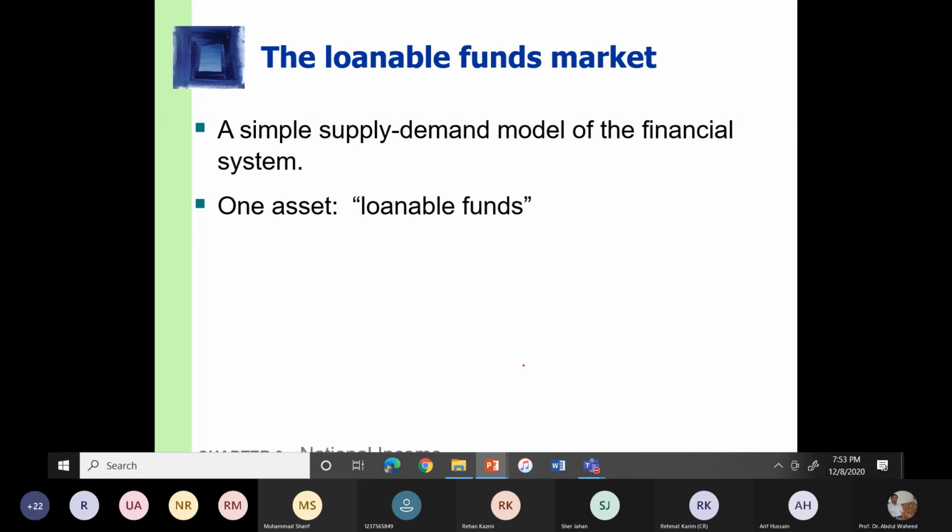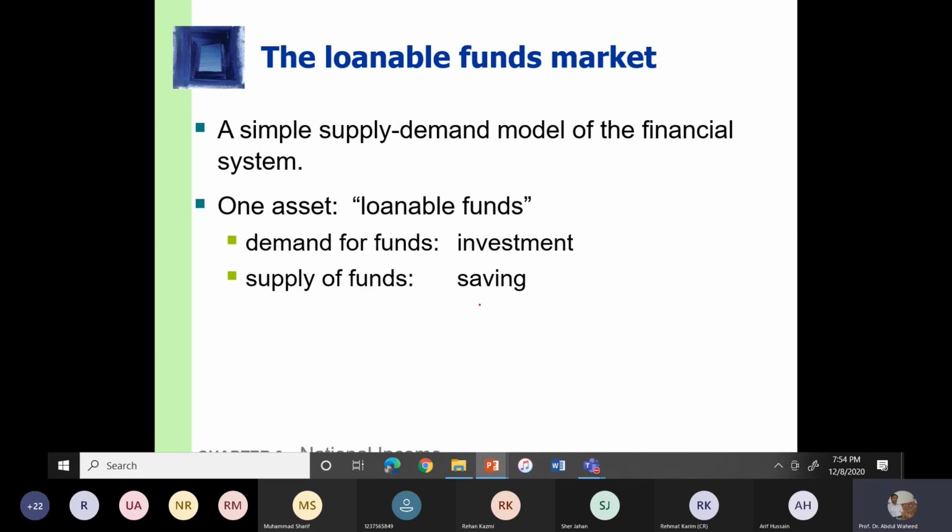So we have one asset which is loanable fund, and demand for fund will come from investment. So if you want to make investment, then there will be a demand for loanable fund. Okay. और जब सेविंग हो रही है तो दिस मीन दिस इज सप्लाई ऑफ लोनेबल फंड. ओके, हम देखें ना when we save, so then we keep our saving in the banks, okay, financial institutions, and then it means there is a supply of loanable fund.